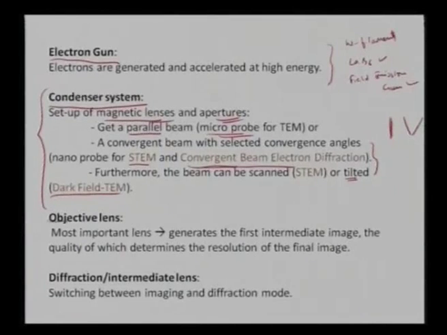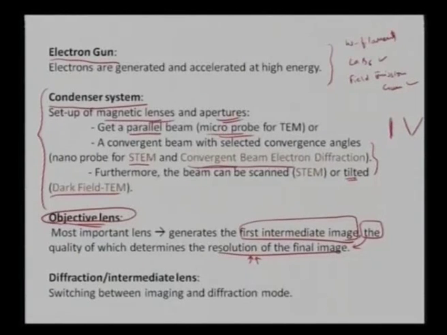And finally, the objective lens decides the overall resolution of the final image. The objective lens is one of the most important lenses, because it generates the first intermediate image, and the quality of that is essential to get the overall resolution. Once I am able to control the beam, that's good enough, but the objective lens is the one which collects the information from the specimen, and since it creates the first intermediate image, it is a very critical factor in deciding the overall resolution of the final image.